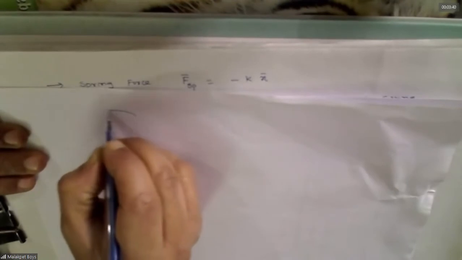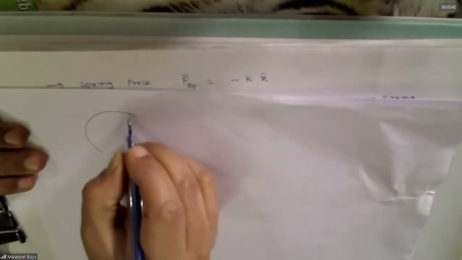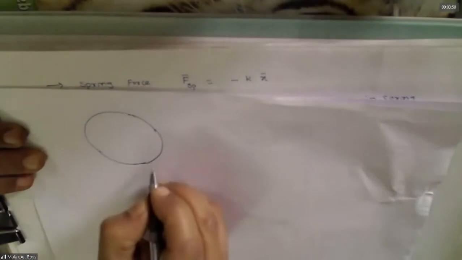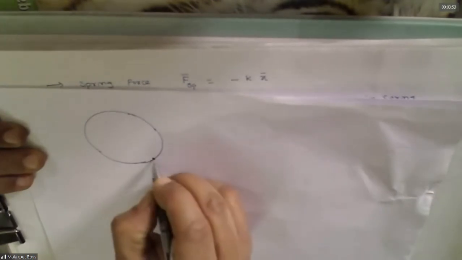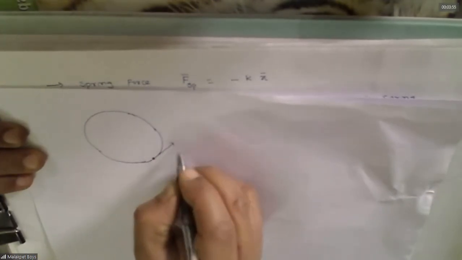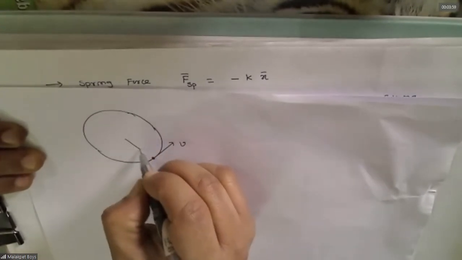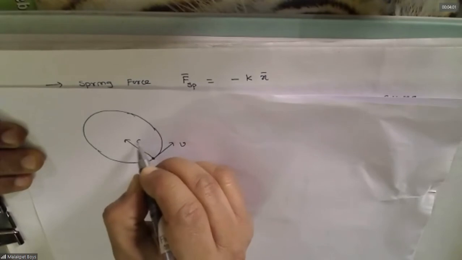See here, when a particle moves in a circle, what are the various parameters that control the motion? This is the location of the particle of mass m. Compulsorily, there should be a tangential speed and radial acceleration. These are the minimum requirements.